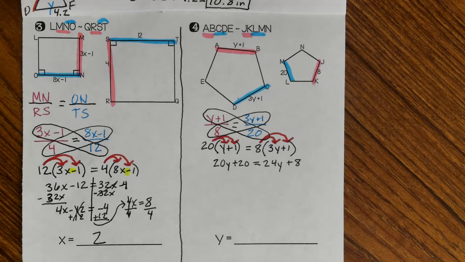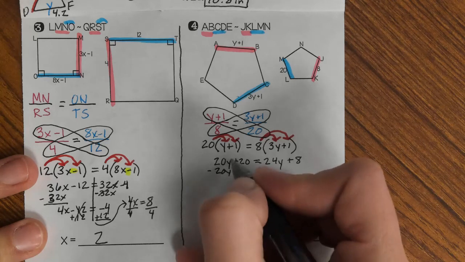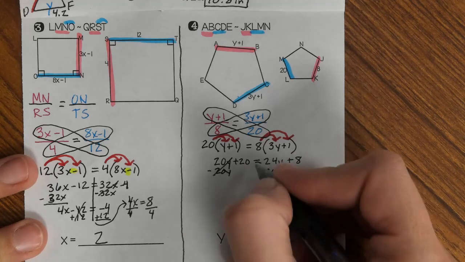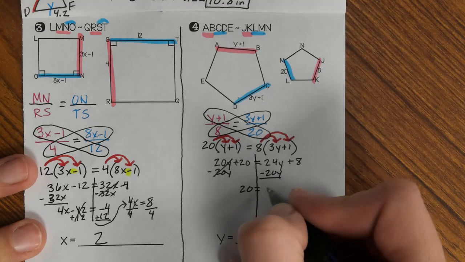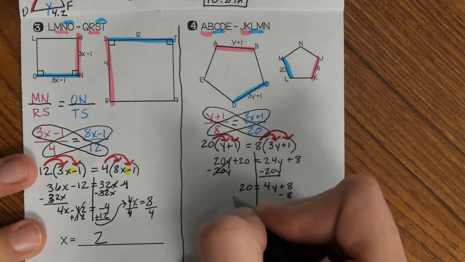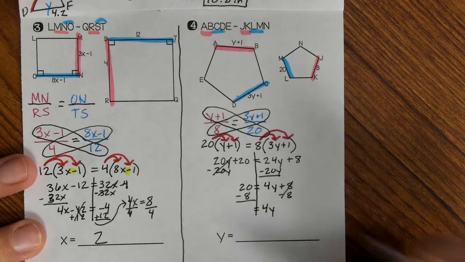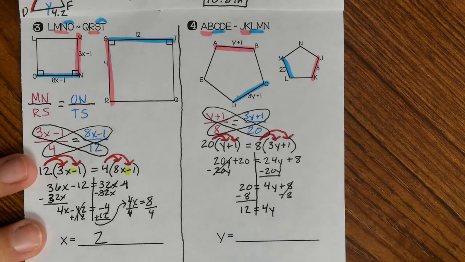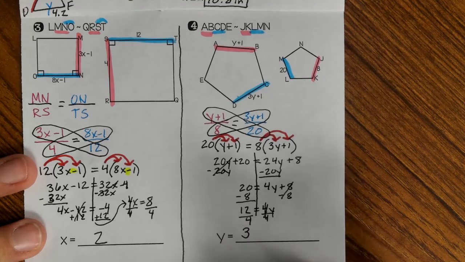Now we just have our regular variables and constants on both sides, solving for y. So I'm going to move my 20y since it's smaller. So I'm going to subtract 20y from both sides, giving me 20 equals 4y plus 8. Subtract that 8 from both sides. We get 4y on the right, and we get 12 on the left. Divide by 4, y will equal 3. And there you go.